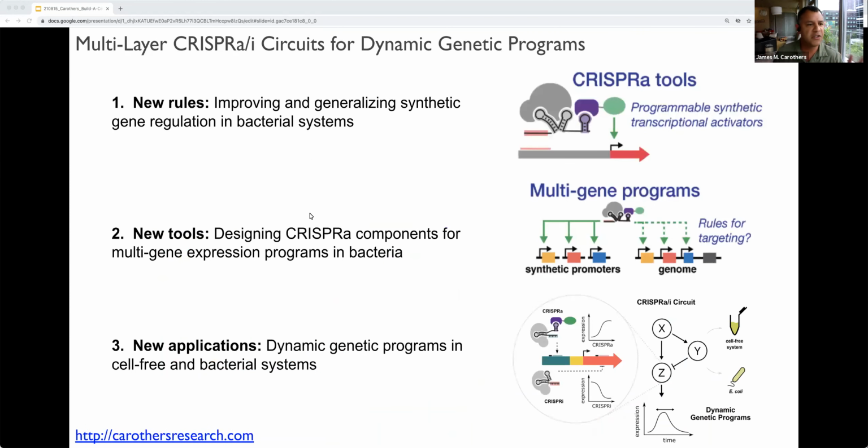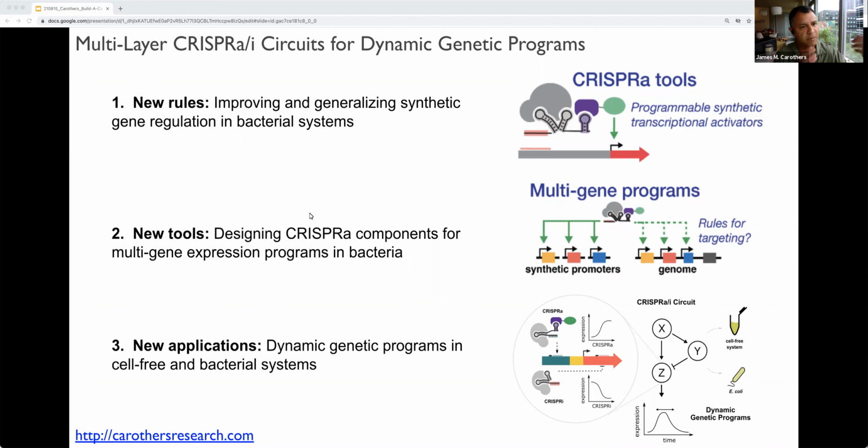Now, in my presentation today, I'm going to tell you about some new work that we've been doing to build multi-layer CRISPR AI circuits for dynamic genetic programs in cell-free systems as well as in bacteria. And by way of high-level introduction, what we're really thinking about here is whether we can create CRISPR-based tools for programming gene expression to accelerate the development of bio-based production systems.